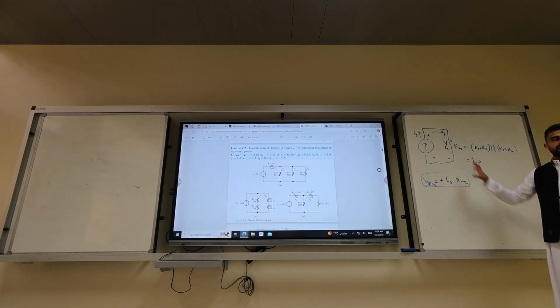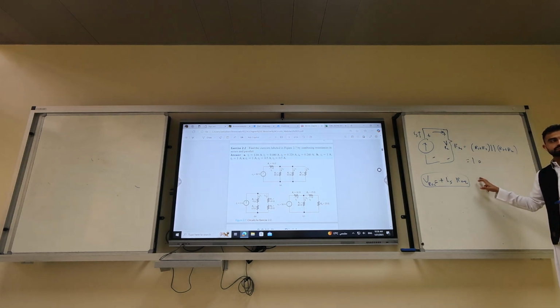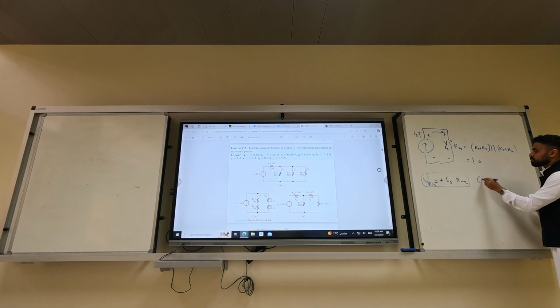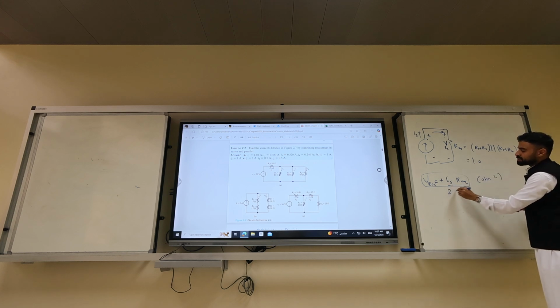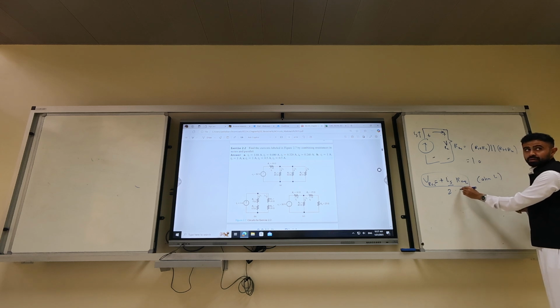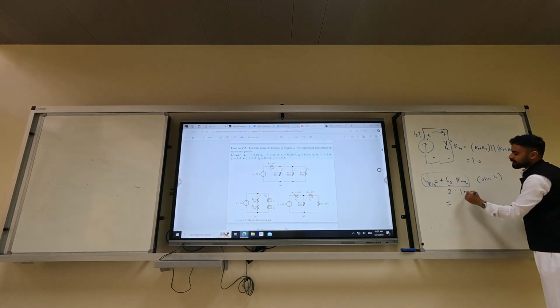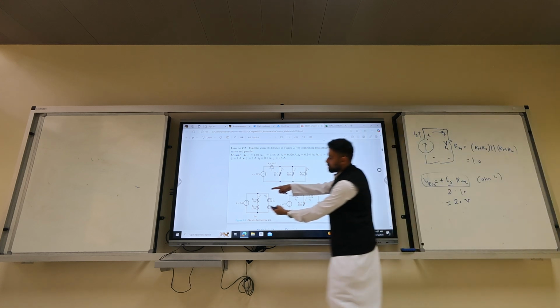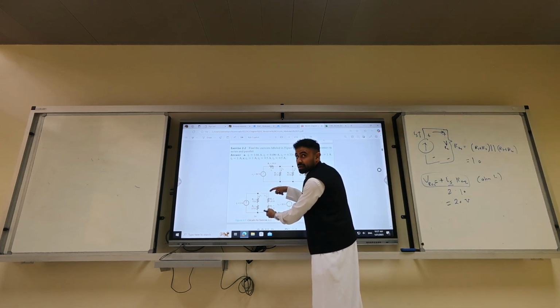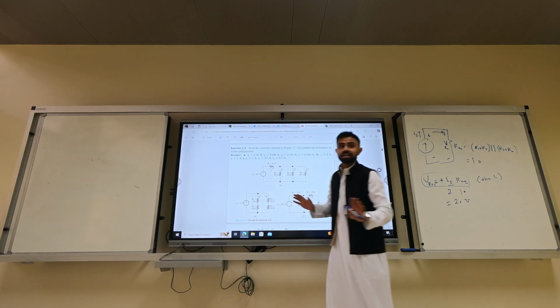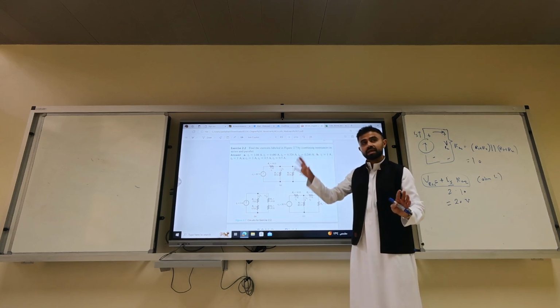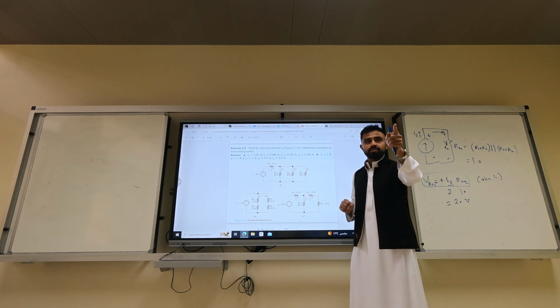I didn't do KVL. That's not a KVL. That's Ohm's law. This one is Ohm's law. I already know IS is 2 amps. I already know R equivalent A to B is 10. So what's VR equivalent? 20 volts. So there is a 20 volt here and a 20 volt here. Because he didn't ask about the power. Always see what he's asking. Did I answer your question?